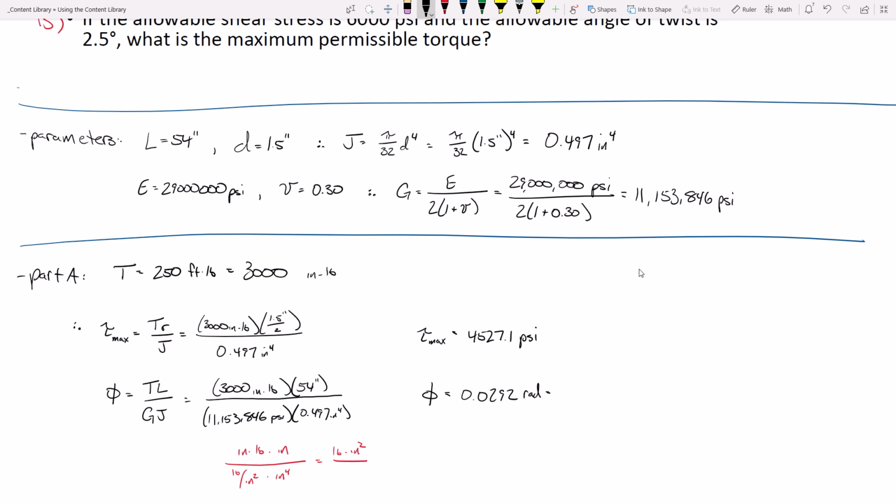I was close. I mean, I didn't do the conversion. So, if this is in radians, how do I convert it to degrees? What is that? 1.67 degrees.